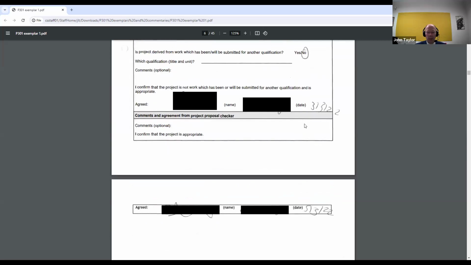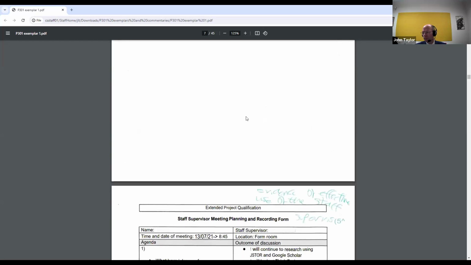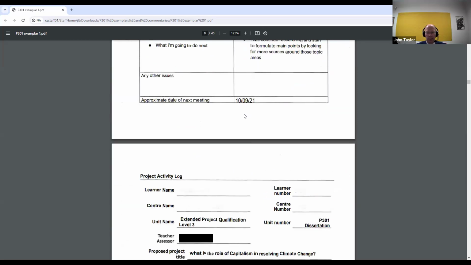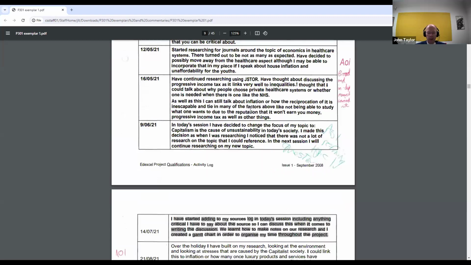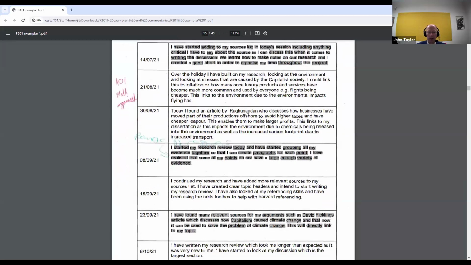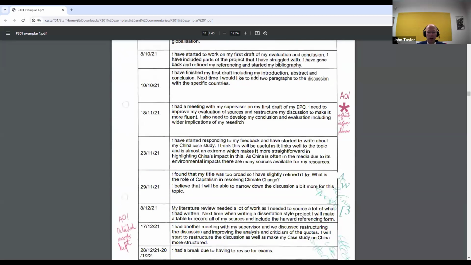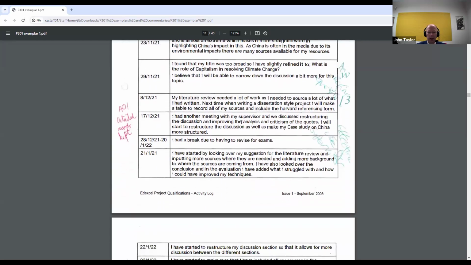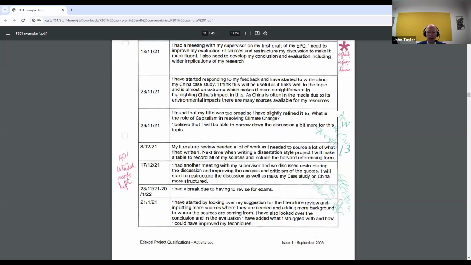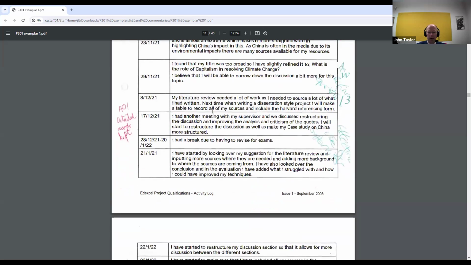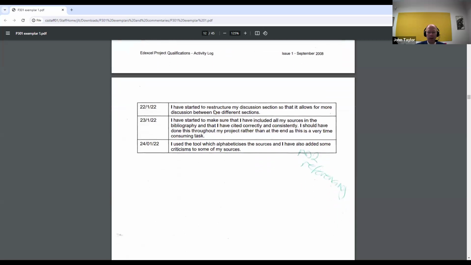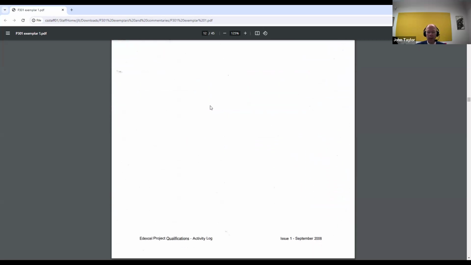We see as well that when we get into the activity log, there's some evidence of planning meetings and discussions. We've got a good sense from this log of the journey that the learner has been on. So this isn't just a learner telling us how many words they've written each week. Here we've got, for example, a comment about the title being broad and has therefore been resolved and refined to help narrow it, which is a good sign. So, a reasonable start there.